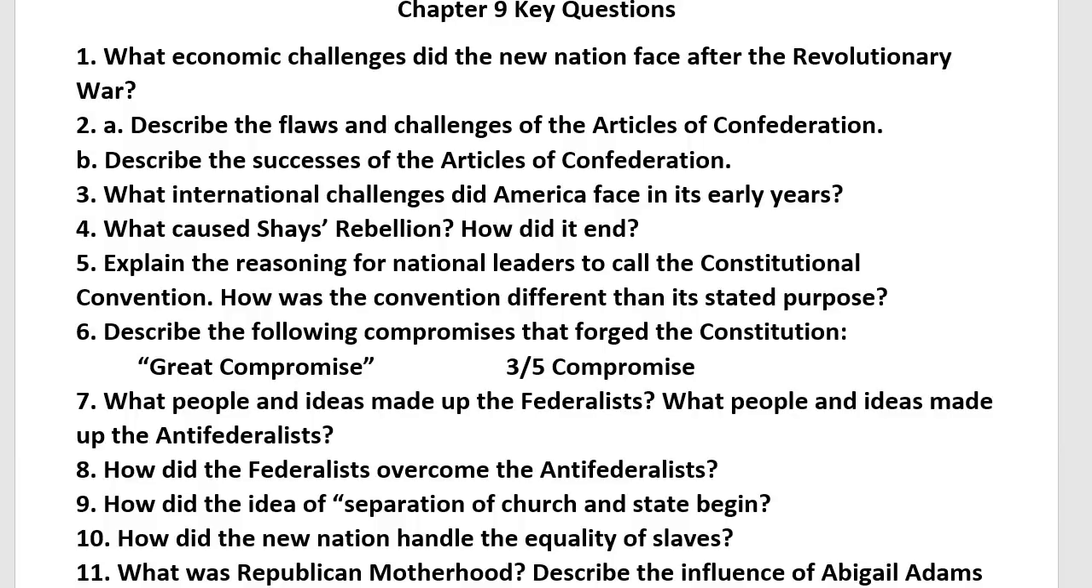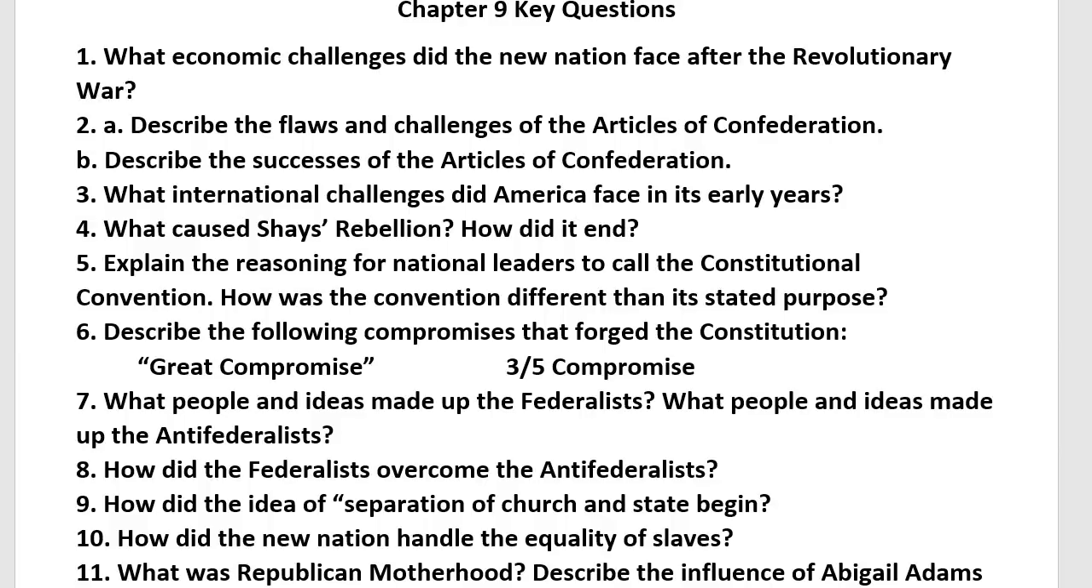Number 7, what people and ideas made up the Federalists? Federalists would have been your elites, your merchants, your lawyers, those who were in the political sphere. They would have been living on the coast primarily. They supported a strong central government. They feared what I kept calling mobocracy, is what they were afraid of.